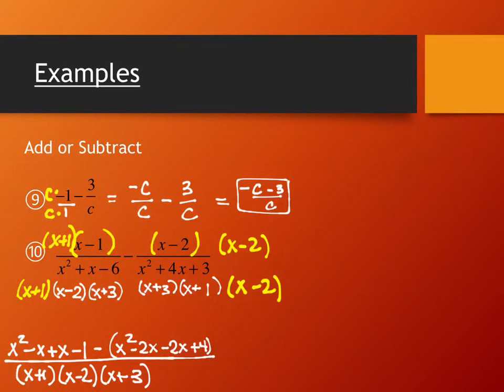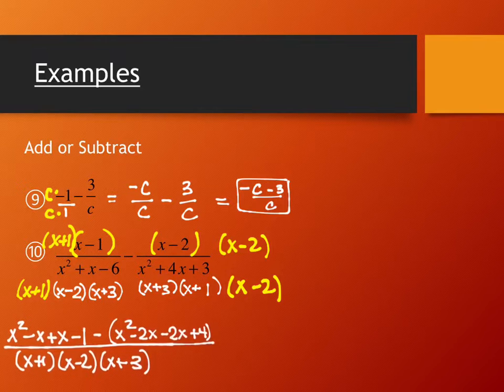I do need to distribute this negative through here. And then some of these pieces are going to combine very nicely, right? So this positive and negative x, those add to 0.